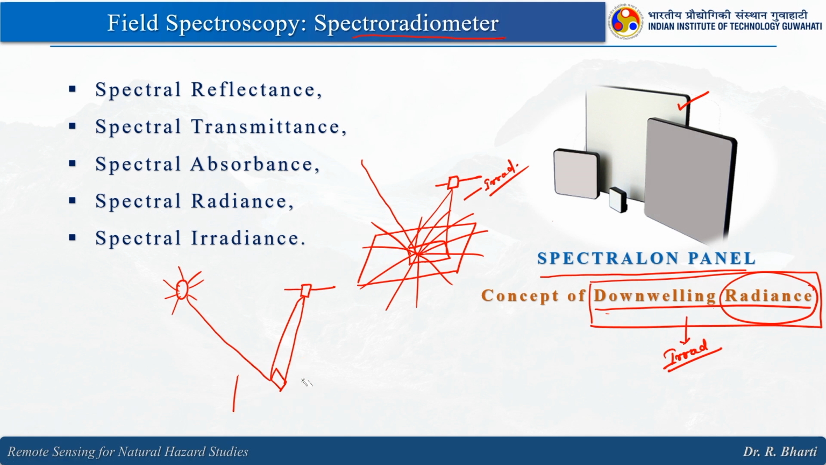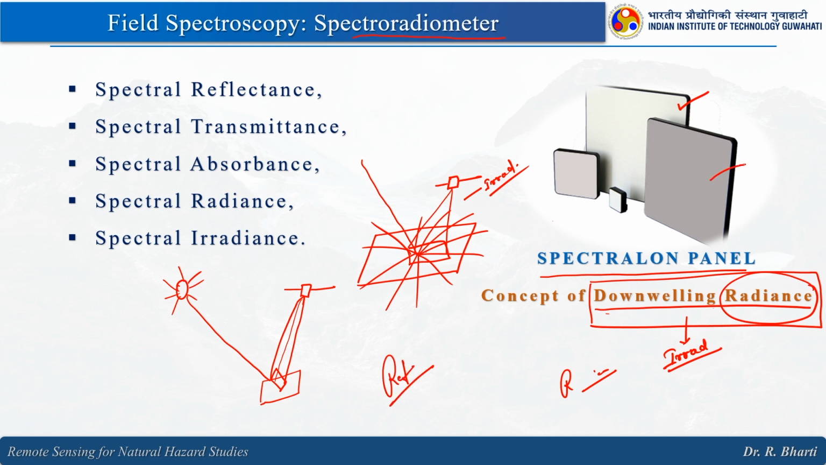Now, you remove this spectralon panel, and then this particular sensor will focus on the ground, which is your target, and then you will measure your radiance. So, now you have both measurements, radiance and irradiance, and then you can calculate the reflectance. I hope this concept is clear.